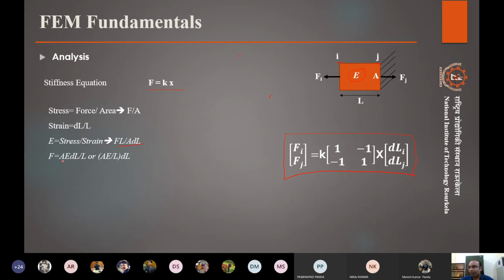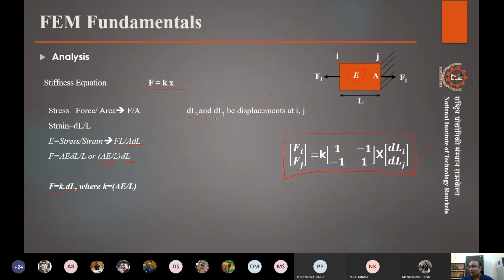F equals to A, area, right? E is elastic modulus, dL is change in length, L is the original length, right? And basically, if we couple these constants up, because area and length are the properties of meshing, right? So A and L are constants. E is again a material property, so that is also constant. So dL is change in length. So if we see, this is basically transforming into F equals to K dL, right? Now, if we consider both of these forces, so if we say that on the i side, the displacement is dLi, okay?